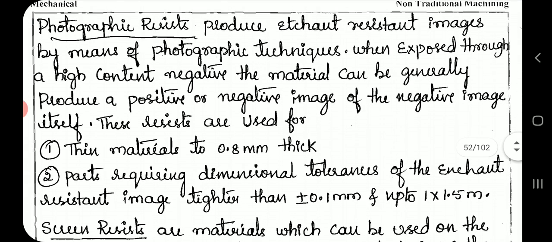Photographic resins produce etchant resistant images by means of photographic techniques. When exposed through a high contrast negative, the material can generally produce a positive or negative image of the negative image itself. These resins are used for thin materials up to 0.8 mm thick, parts requiring dimensional tolerances of the etchant resistant image tighter than plus or minus 0.1 mm, and sizes up to 1 by 1.5 meters.